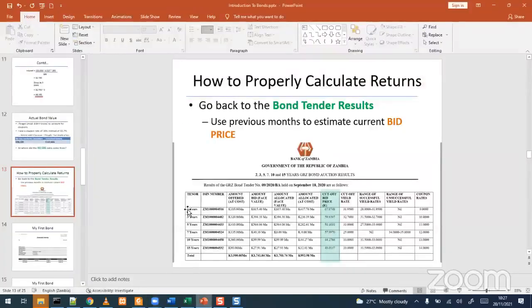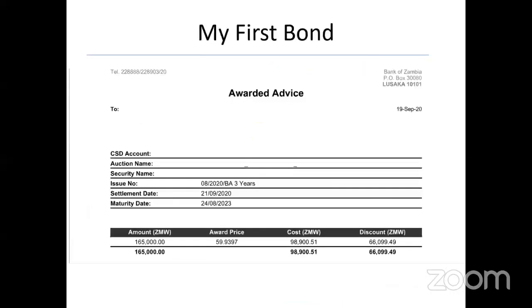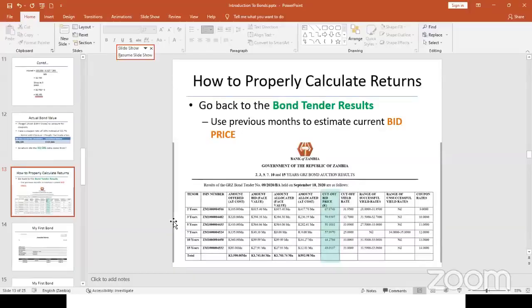So now I'll go back to the slide so that I can show this. Here's what you are typically going to see as a result of your award notice once your bid goes through.